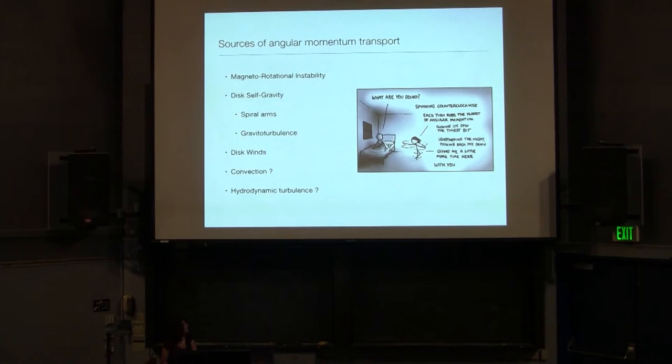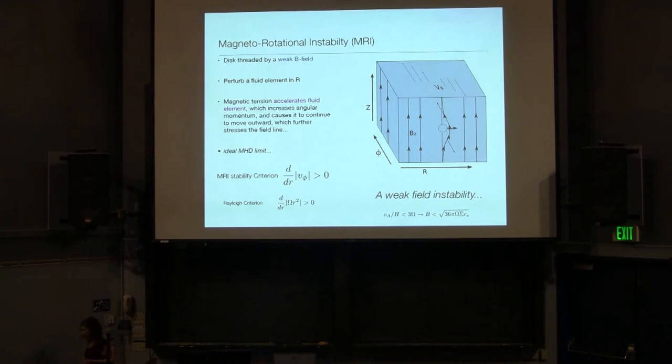But with convection, I would say people disagree on which direction it transports angular momentum. With the hydrodynamic turbulence, distinct from gravito-turbulence, where it's driven by self-gravity in the disk, it's not clear what the source is, although people have argued that maybe you generate vortices and those can act to generate hydrodynamic turbulence. So the magnetorotational instability, the MRI, many of you have probably seen this, so I'll just go through it quickly for those who haven't.